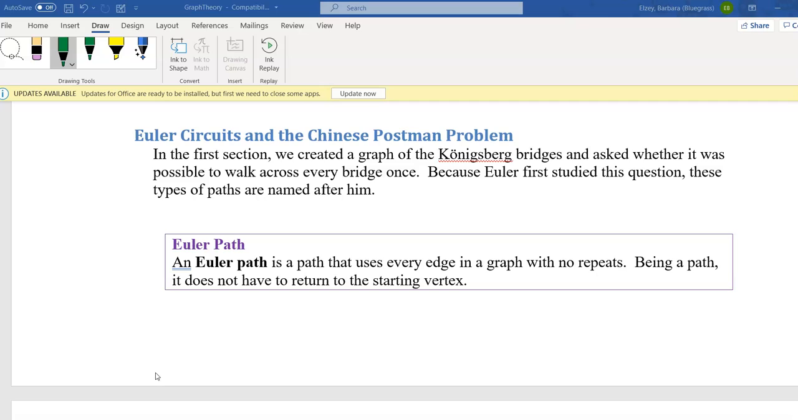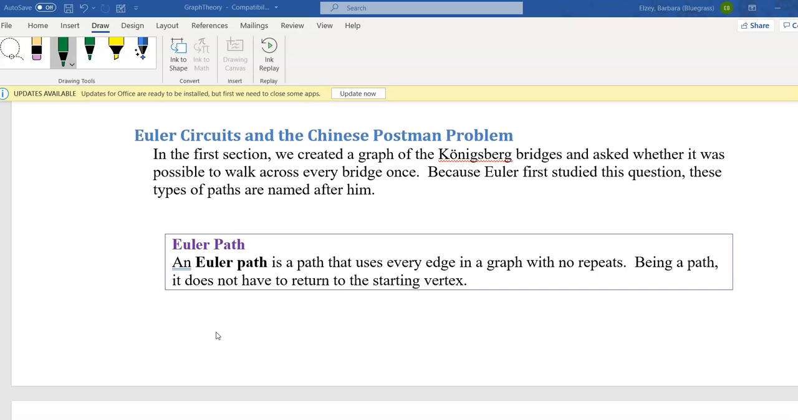so now let's get a couple of new definitions. Euler Path. An Euler Path was invented by a famous mathematician known as Euler, and it is pronounced Euler. It looks like Euler, but it's Euler. All right, and an Euler Path is a path that uses every edge in a graph with no repeats. So we're going to use every edge.